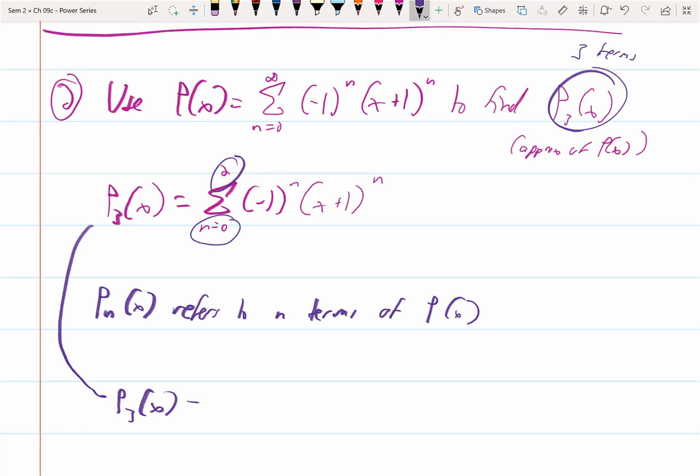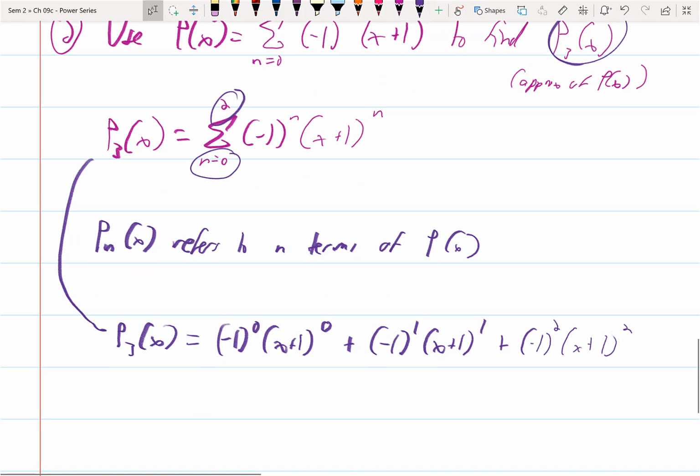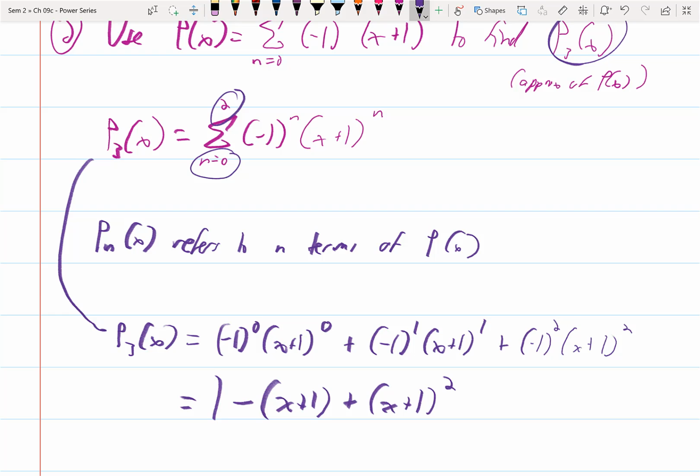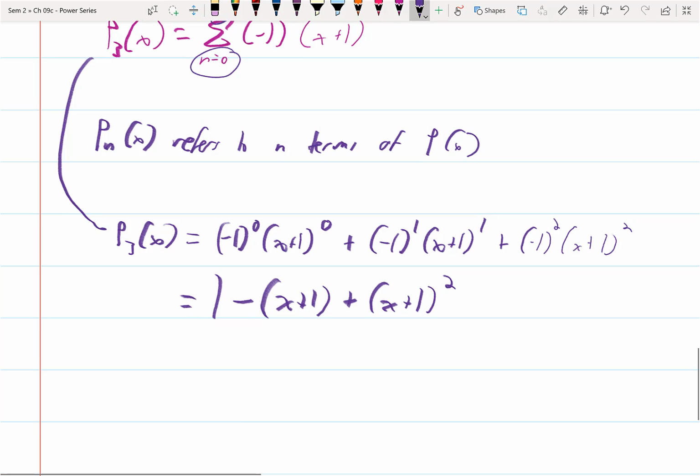P sub 3 of x equals, let's do negative 1 to the 0, (x plus 1) to the 0, plus negative 1 to the 1, times (x plus 1) to the first, and plus negative 1 squared, (x plus 1) squared. Which is to say negative 1 to the 0 is 1, minus (x plus 1), then plus (x plus 1) squared. So that is the third term polynomial of this.